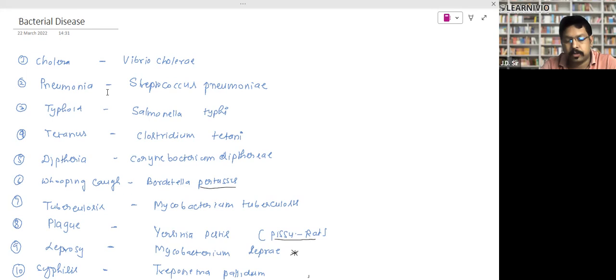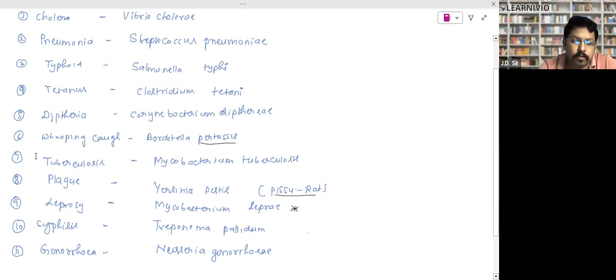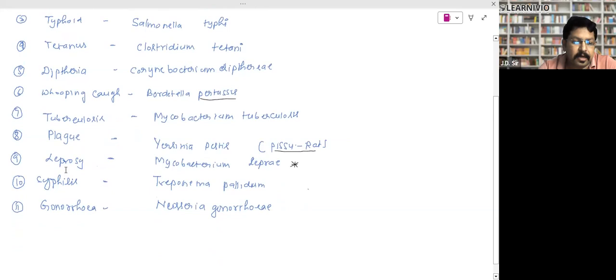Then tuberculosis, Mycobacterium tuberculosis. Tuberculosis means TB. Plague, Yersinia pestis. Pisu is a small tick kind of thing which is found on the mouse, and the pisu is the vector for this Yersinia pestis. So this pisu is responsible for spreading the plague, right? Leprosy, Mycobacterium leprae. Syphilis, Treponema pallidum. And gonorrhea, Neisseria gonorrhoeae, right?